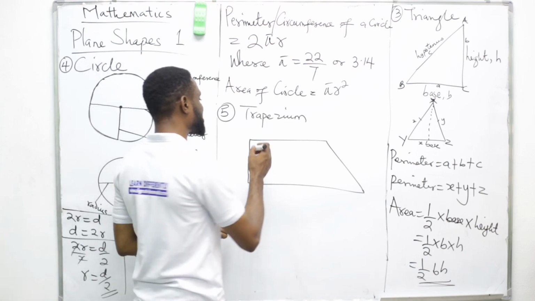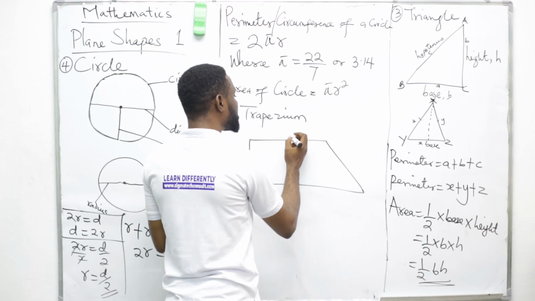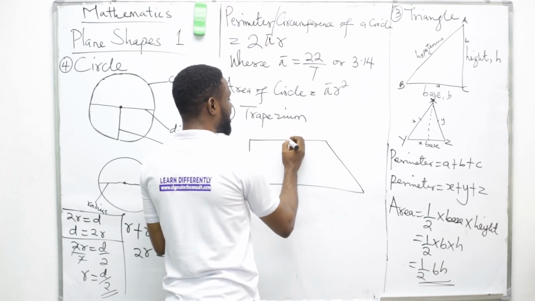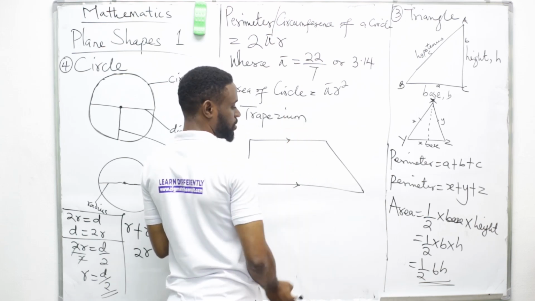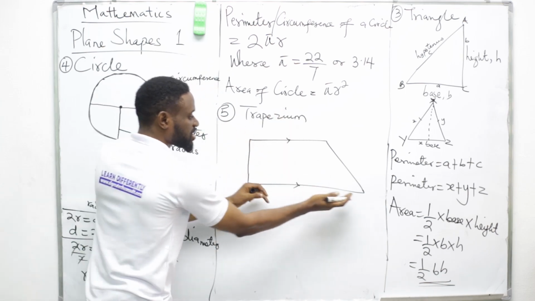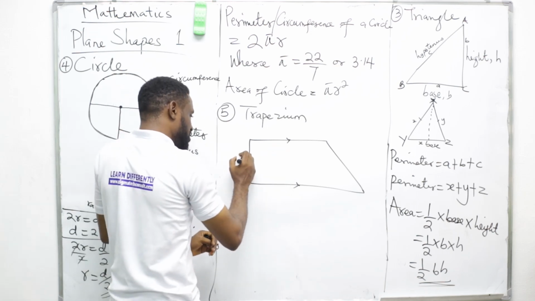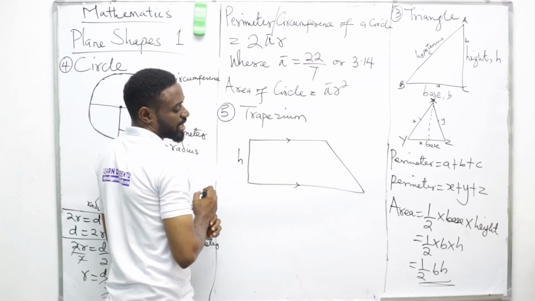So let's say these are our parallel sides. This is parallel to this. And let's say this is our height. This is the height of this shape, which is sitting on the base. So this is our height. Do you understand me now?